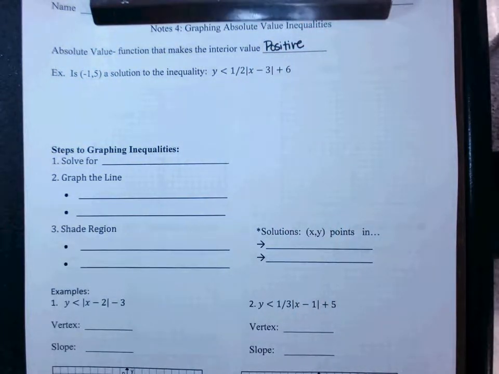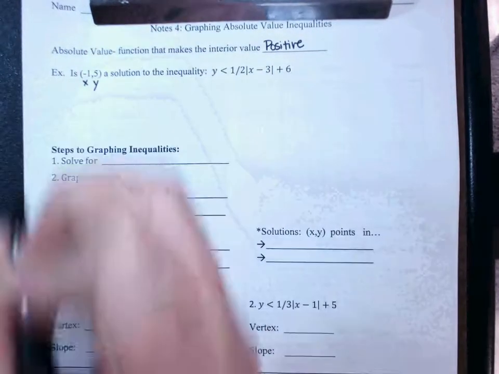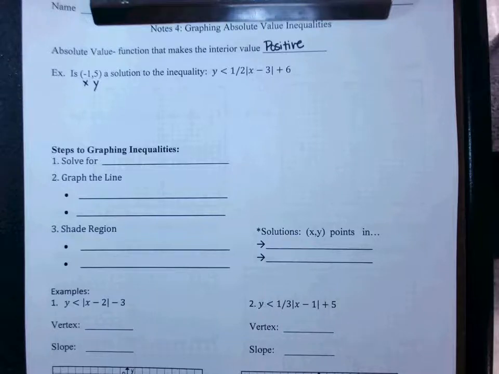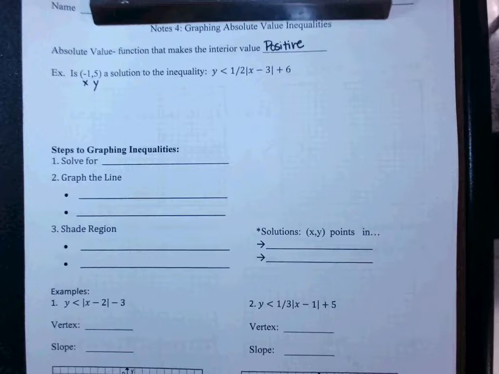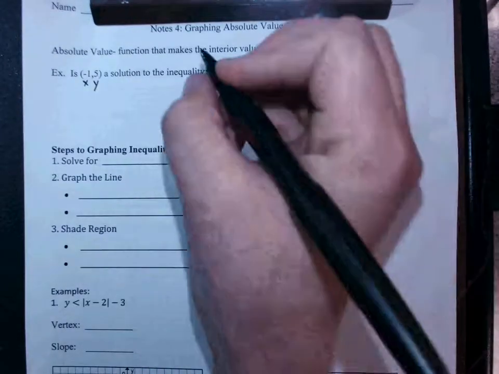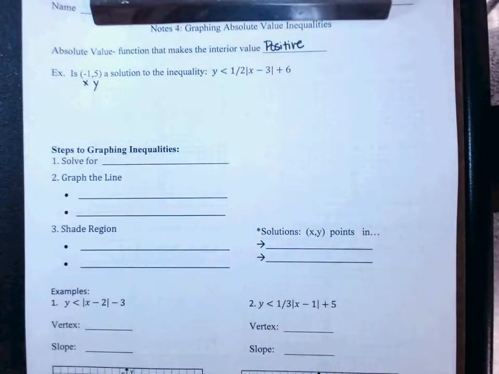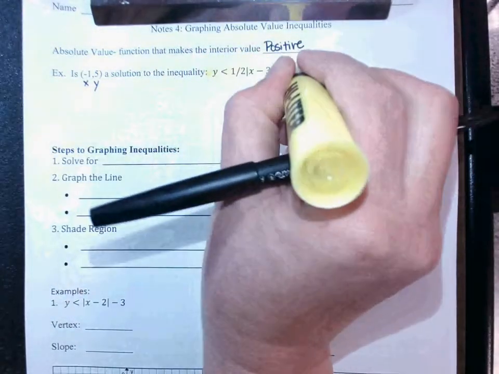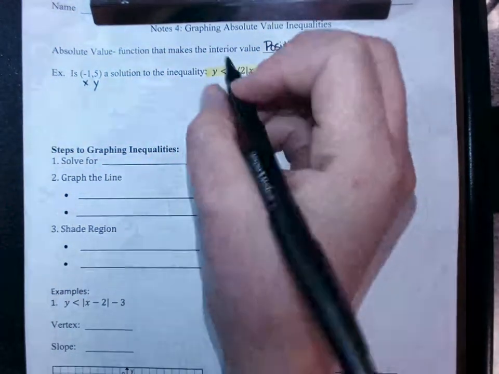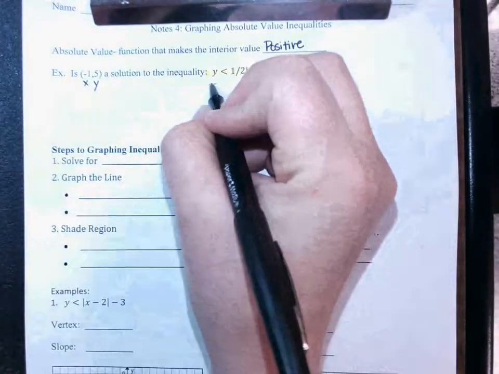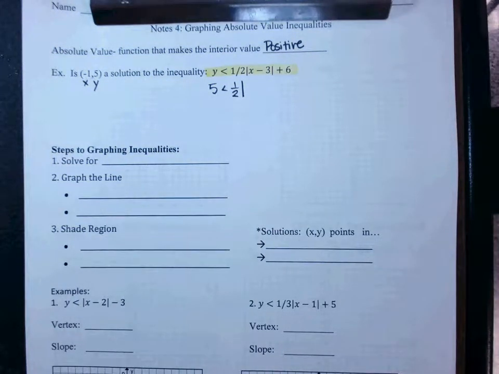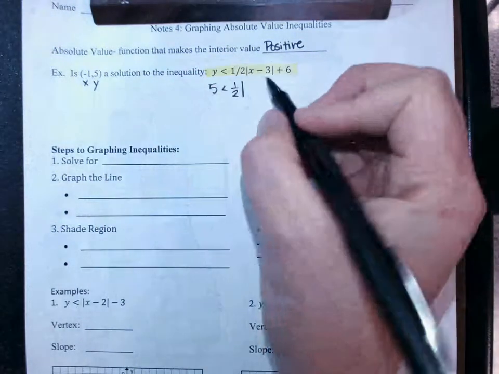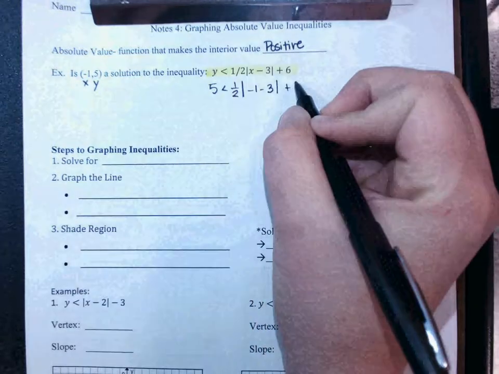So if you are asked if a particular point is a solution, you would still plug it in, just like on normal equations. The only difference is that when you plug it in, the absolute value turns whatever is inside it to have a positive sign. So when I'm plugging into this equation right here, what would I put where y is? 5 less than 1/2. Then I get to an x. What would I plug in for x? Okay, -1 minus 3 more plus 6.